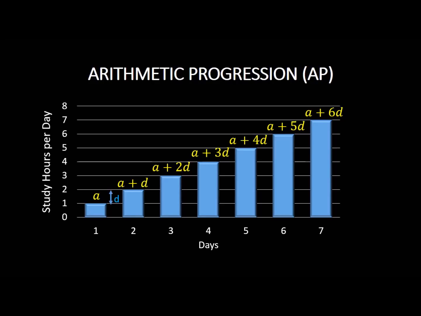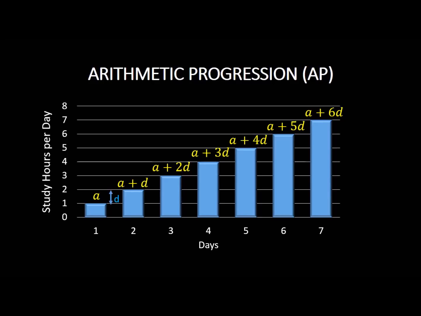So if you look at each term, you find that, for example, for the third term, you added 2D to the first term. For the fourth term, you added 3D to the first term. To get the fifth term, you added 4D. To get the sixth, you added 5D. So each time you add 1D less than the number of the term.